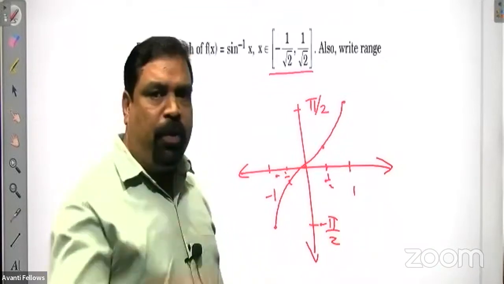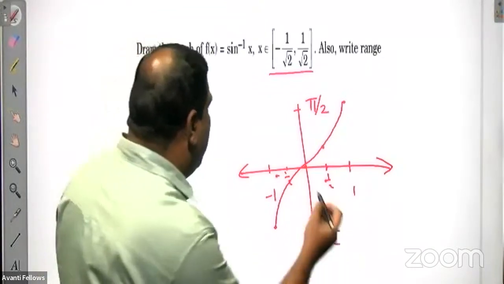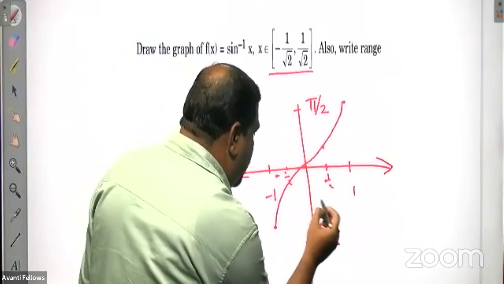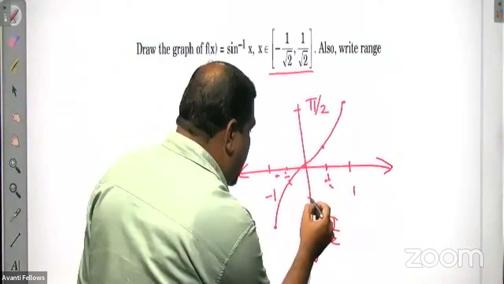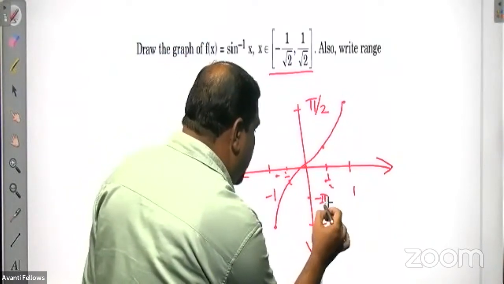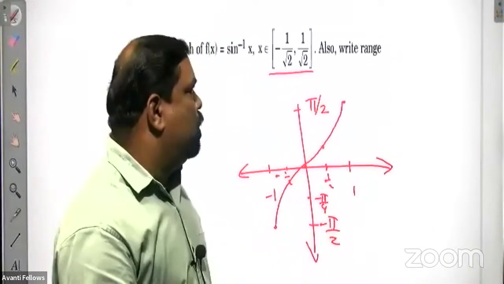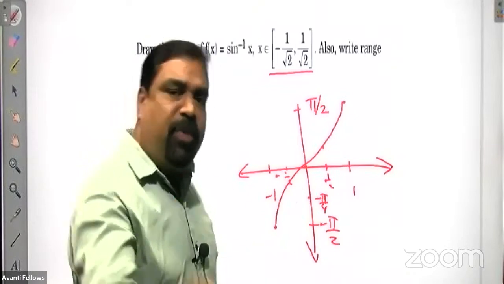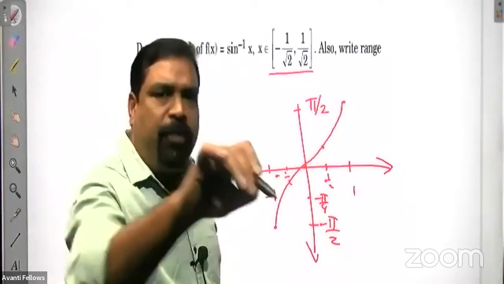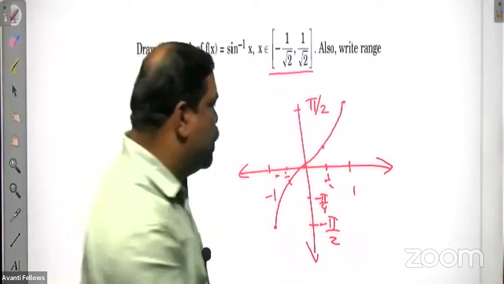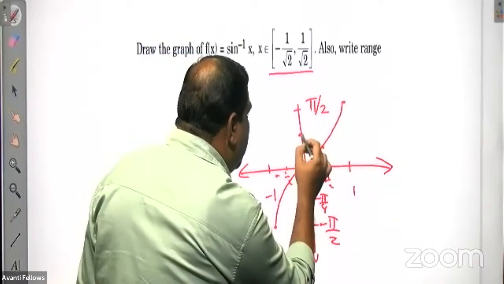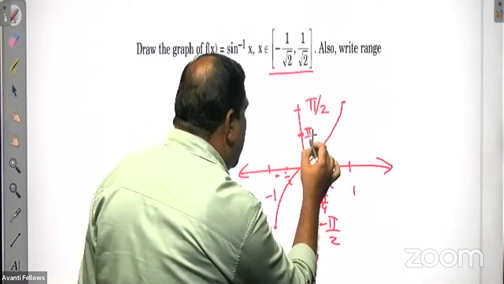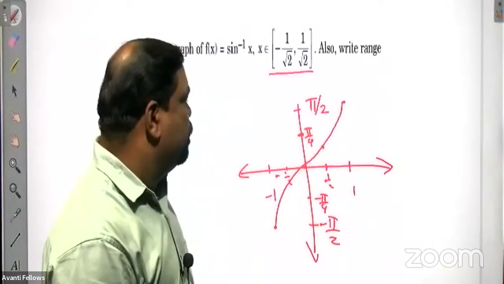Sine inverse of -1 by √2 is minus pi by 4. That means the corresponding range value will be minus pi by 4, roughly here. And the other end point is 1 by √2. Sine inverse 1 by √2 is pi by 4, since sine pi by 4 is 1 by √2. So we have to draw the graph up to here only. This is pi by 4.